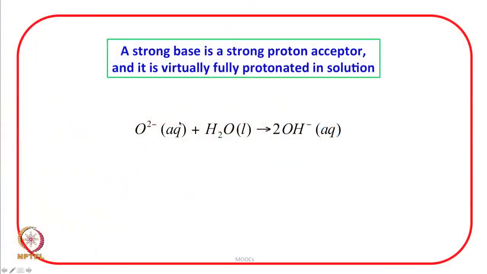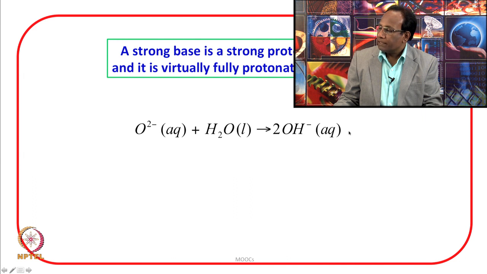Let us take one example. O2- in aqueous form plus H2O forms 2OH-. This O2- itself will not exist in solution as such. It is virtually protonated. You see over here it immediately interacts with the water and forms hydroxide ion. That is the meaning of O2- being a strong base and a strong proton acceptor. It is accepting a proton from water and virtually it is fully protonated.